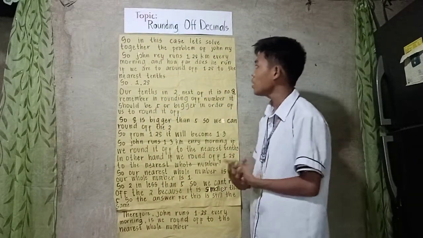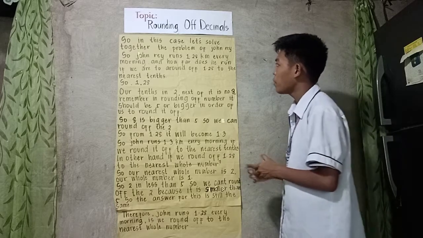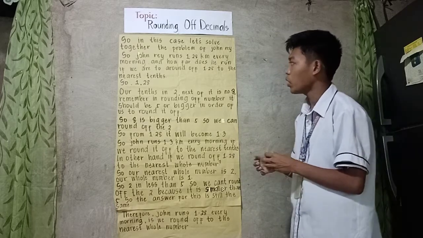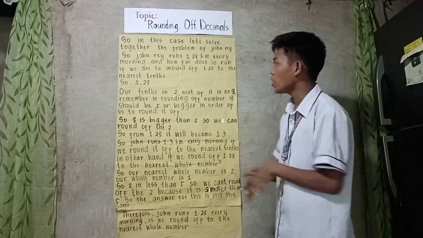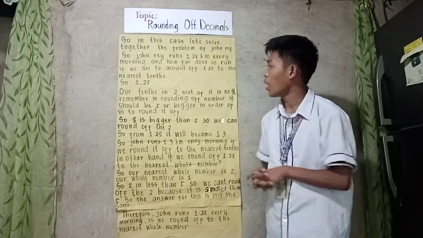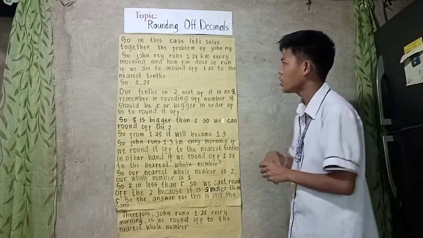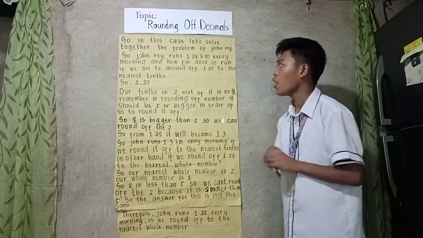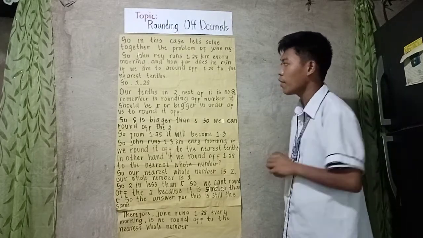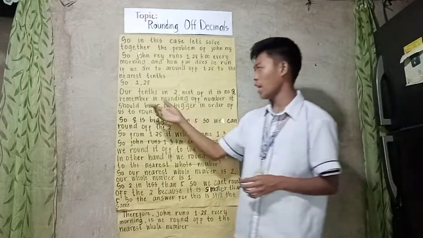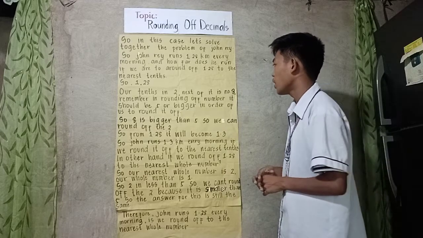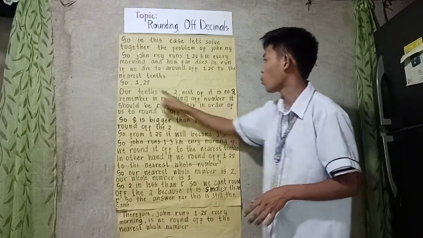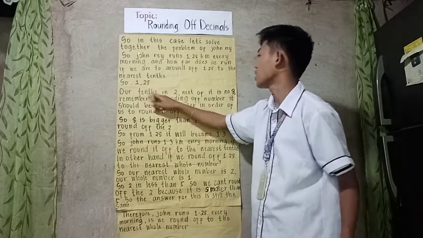So in this case, let's solve together the problem of John Ray, the one that I let you see a while ago. John Ray runs 1.28 kilometers every morning. How far does he run if we are to round off 1.28 to the nearest tenths? So in 1.28, our tenths digit is 2, and next to it is the number 8.